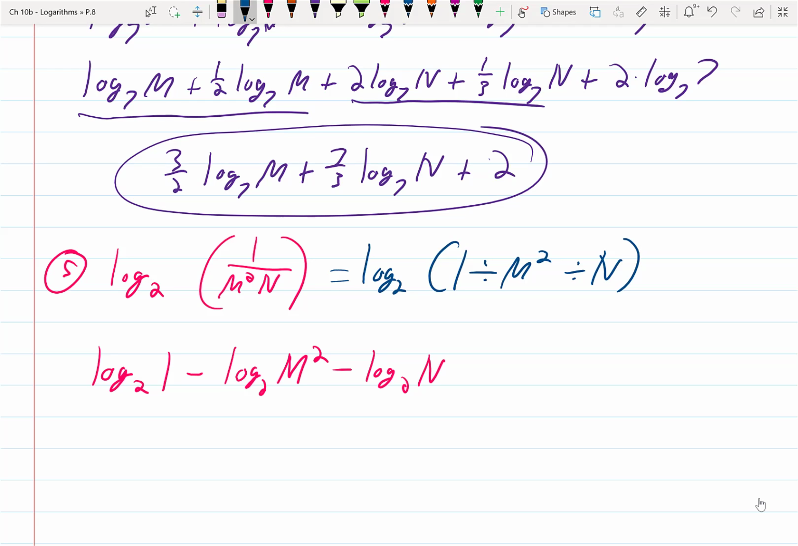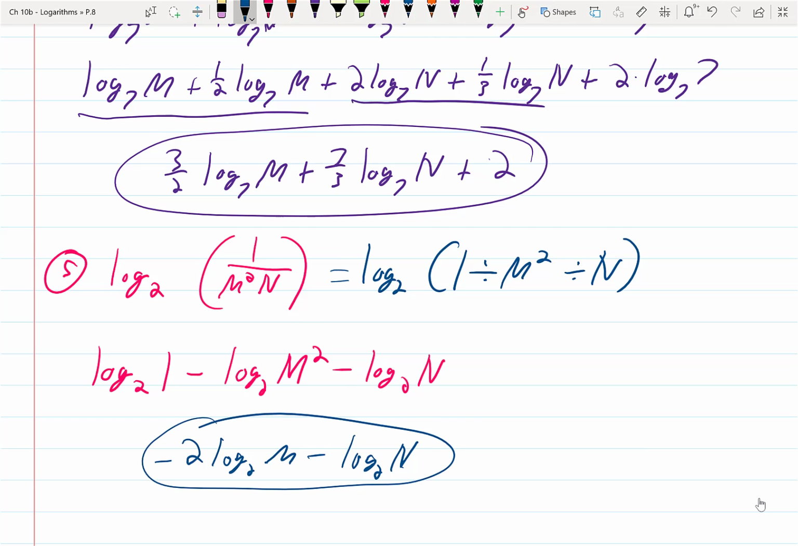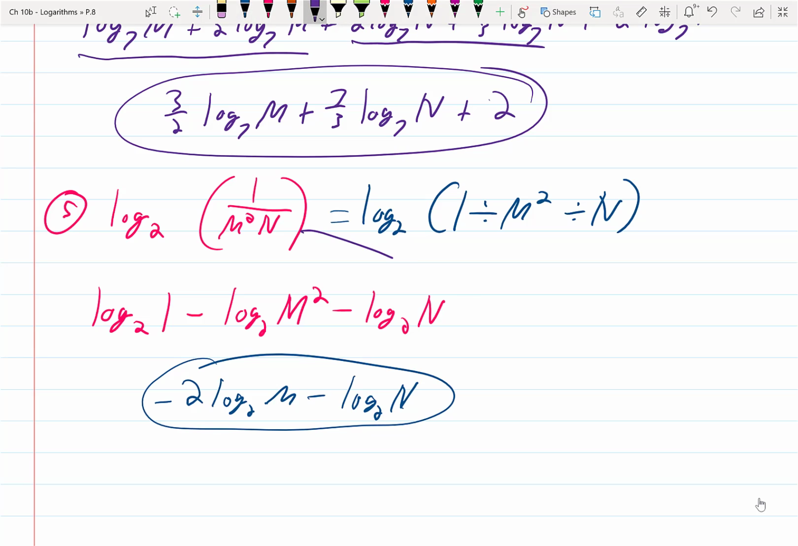What is log base 2 of 1, by the way? 0. Minus 2 log base 2 of m minus log base 2 of n. And we can erase that 0. Did anyone think to make this expression become the log base 2 of m squared n to the negative 1? And bring the negative 1 out as a negative? And that's where your two negatives here can also come from?